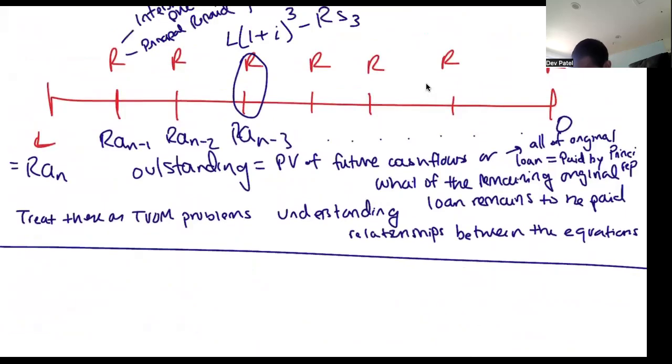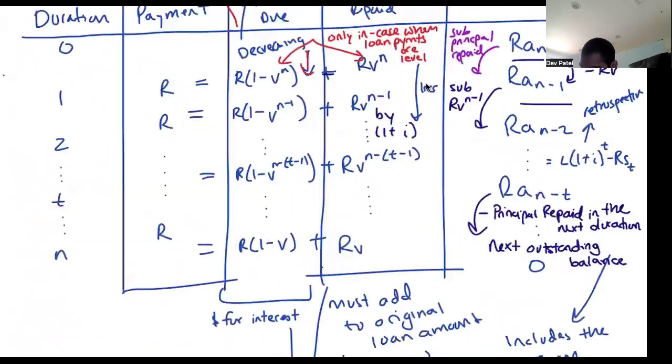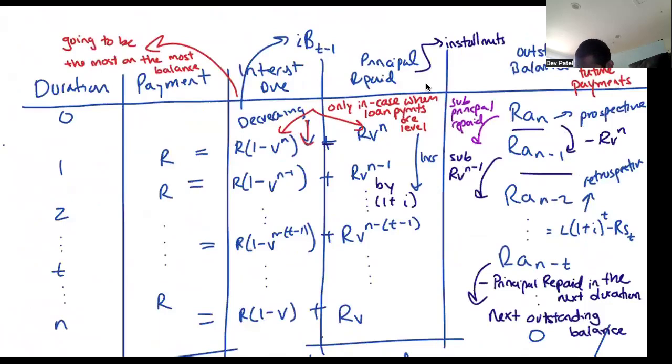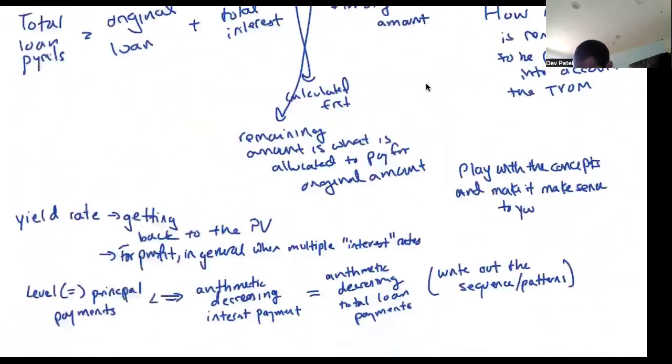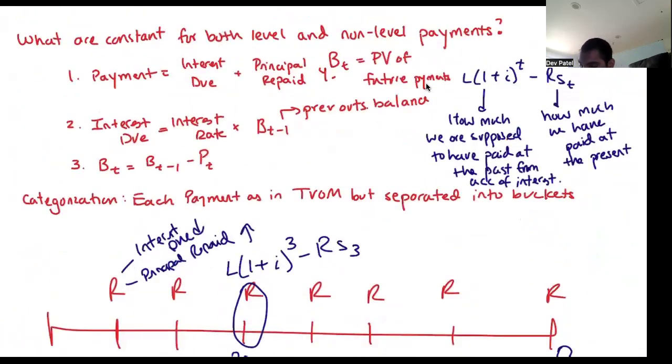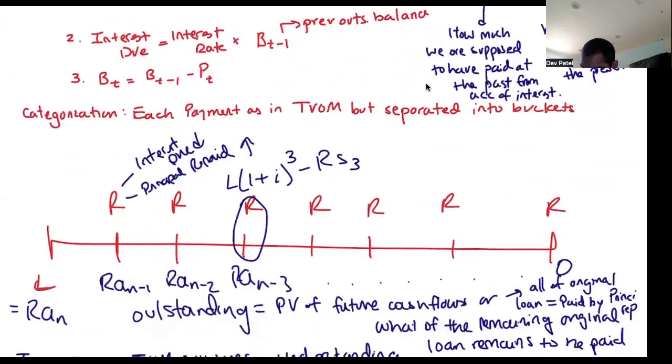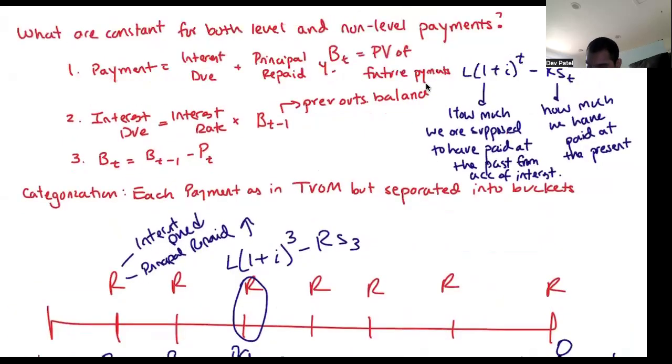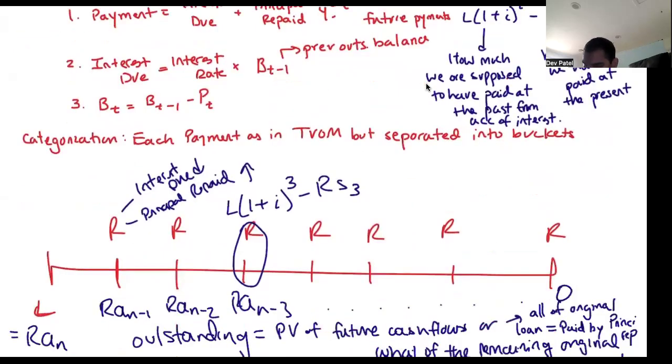One of the main things is you want to really understand the relationships between these equations. So one of the relationships was, RVN to RVN minus one: the principal amount is going to increase by a factor of one plus i at each time step. The outstanding balance is going to decrease by the principal repayment. The sum of the interest due and principal repayments is the payment amount. And you also want to understand these items that are constant for both level and non-level payments. So once you have this conceptual understanding that I've laid down here, you can apply these to any sort of loan problems.